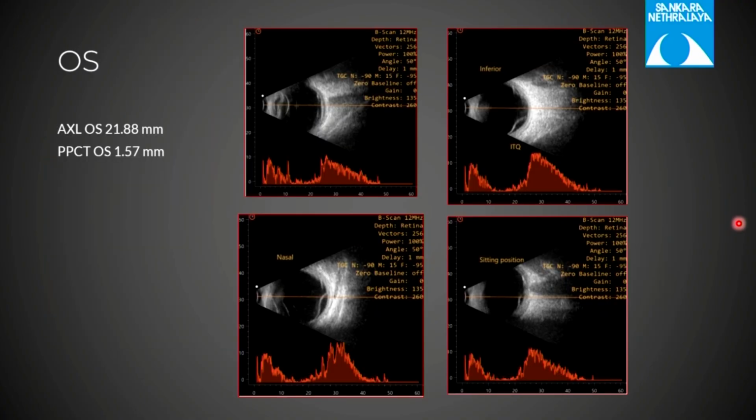Ultrasound image, we scan image of the left eye. Here the axial length was found to be 21.88 mm and peripapillary choroidal thickness is 1.57 millimeter. Here you can see the IOL and the lens echoes, and there is a retinal detachment seen both inferiorly and at the nasal aspect. On sitting position, you can see there is a shifting. There is no obvious T sign, and no underlying mass lesion noted here.